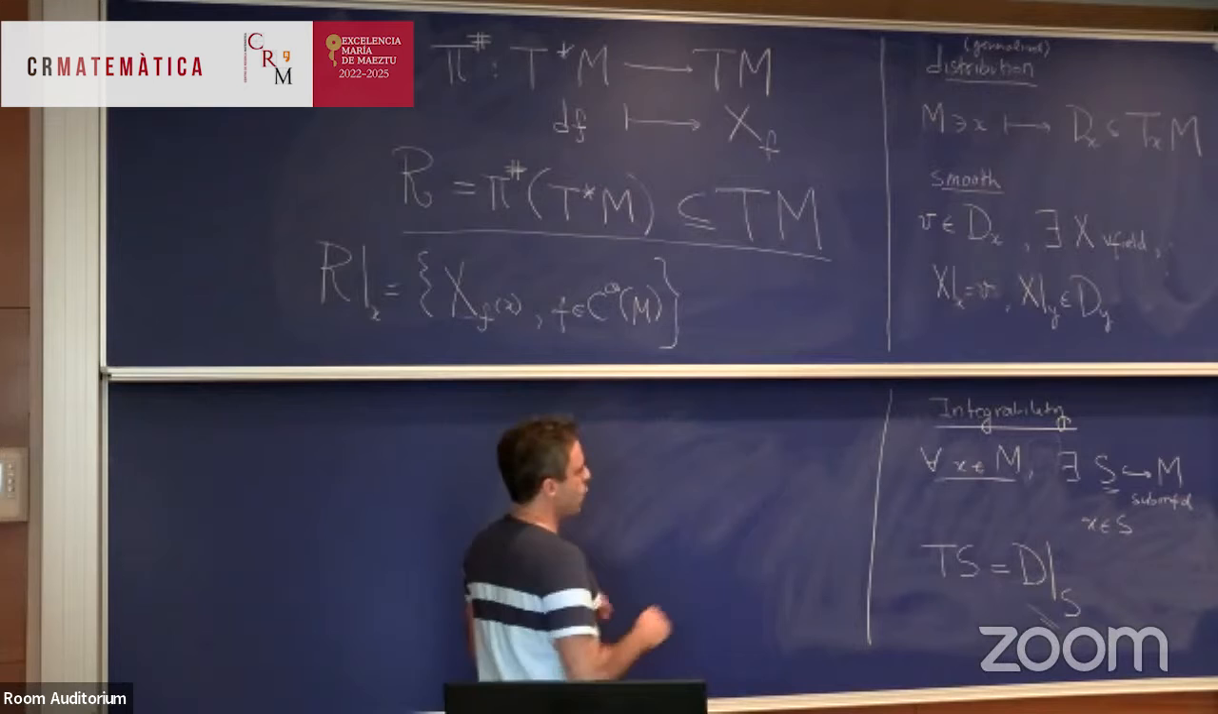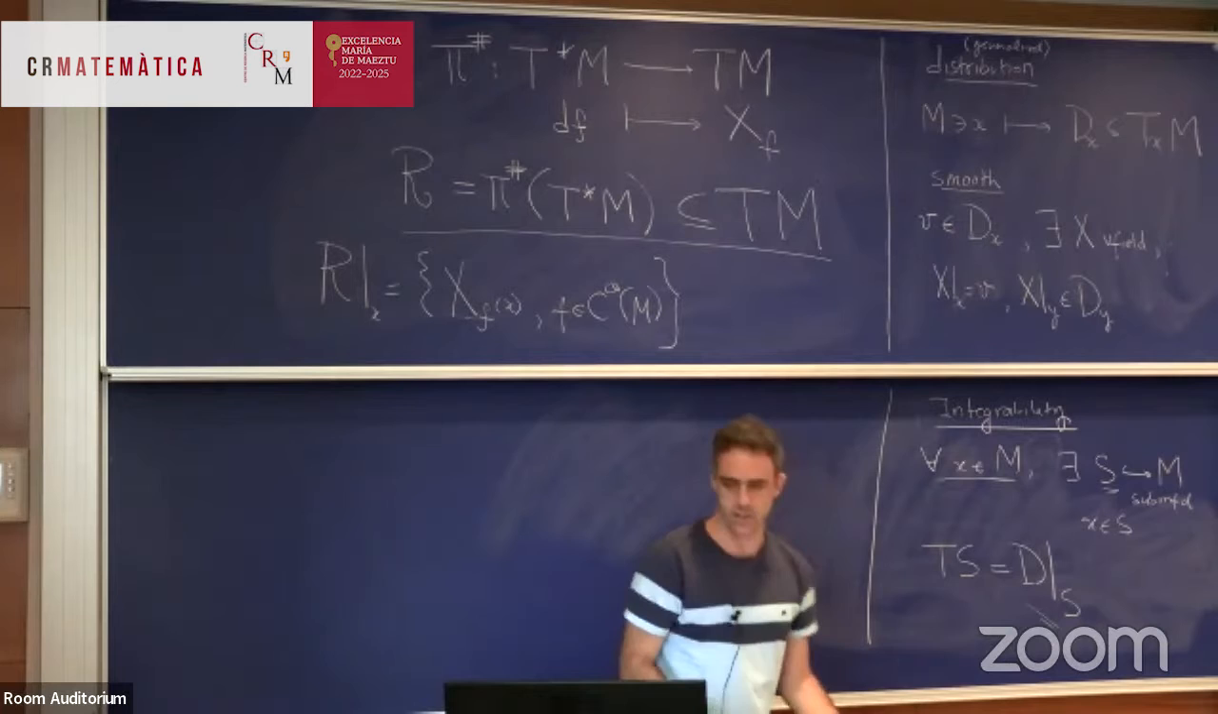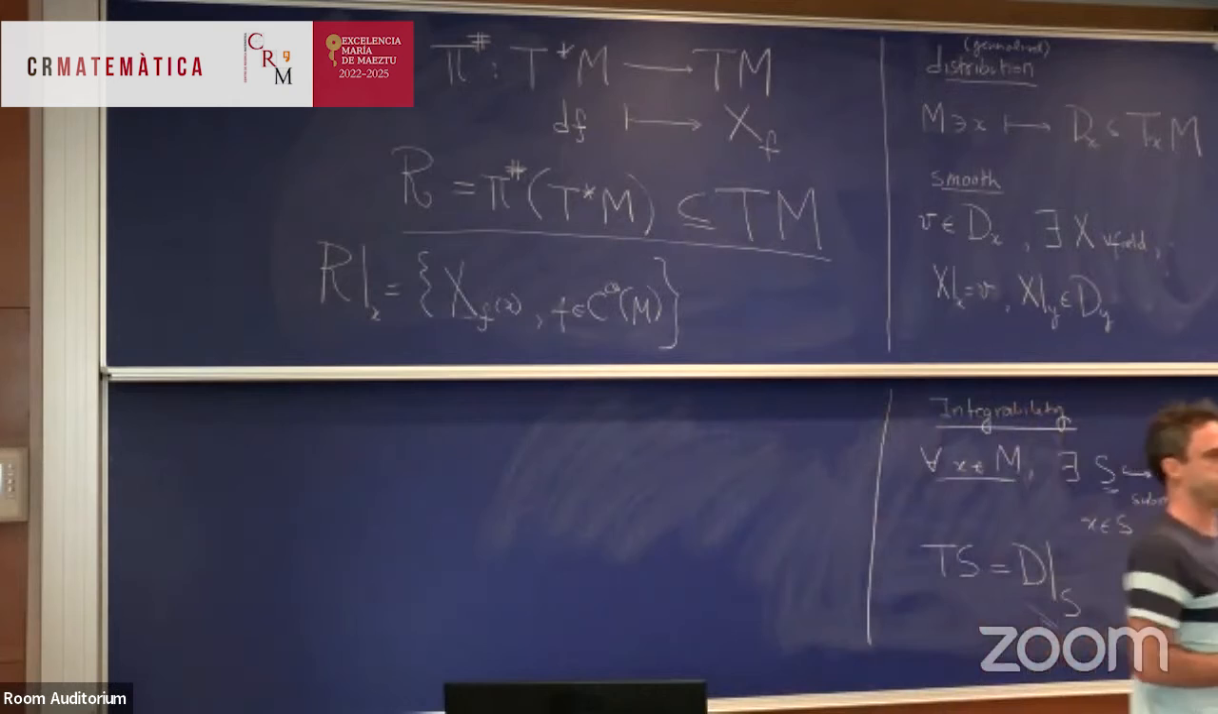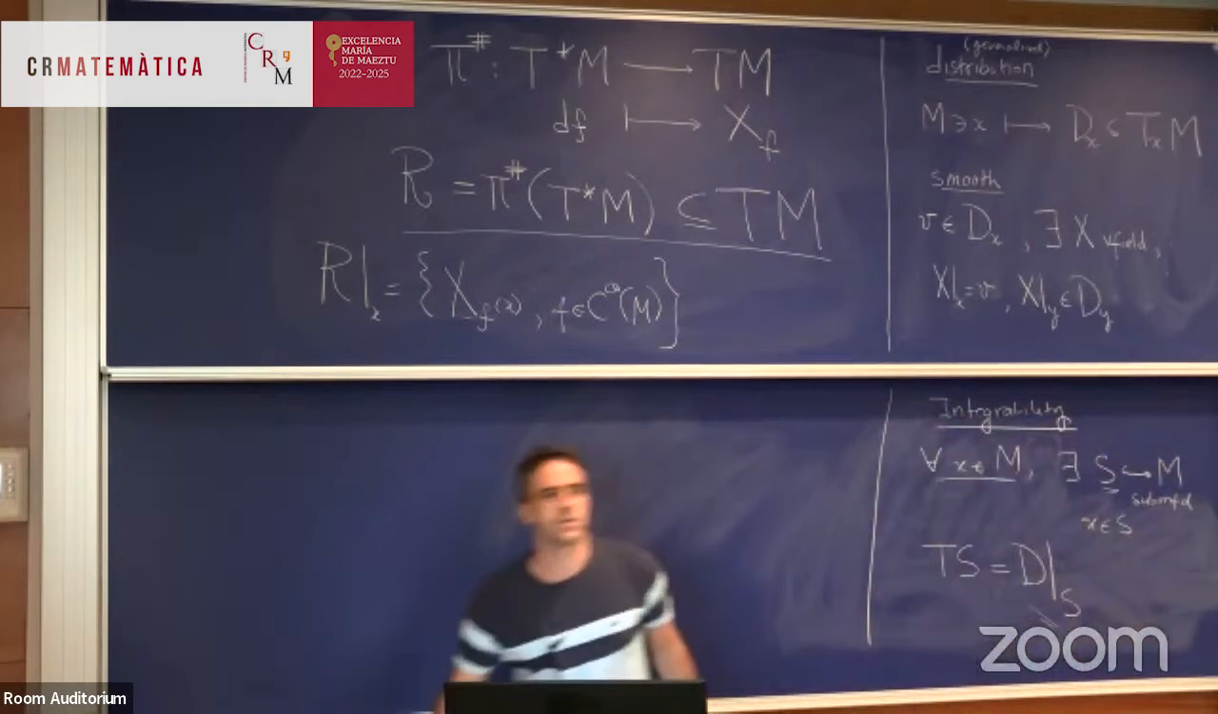So the first example is a very simple example that I call trivial because it is really trivial, which is just the Poisson structure that is zero. There's nothing that prevents you from declaring zero to be a Poisson structure in the definition. So in particular, any manifold whatsoever can be regarded as a Poisson manifold with this trivial structure. And as trivial as it is, it's still kind of useful to have that in mind.